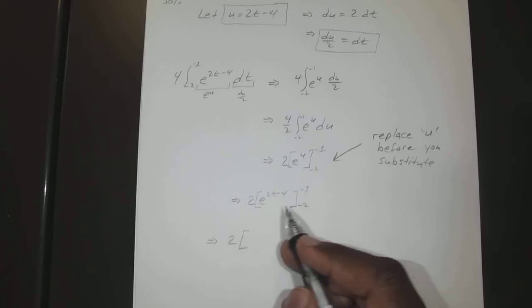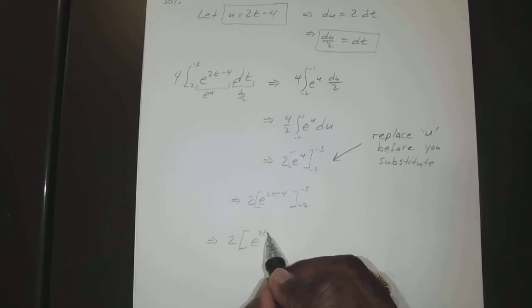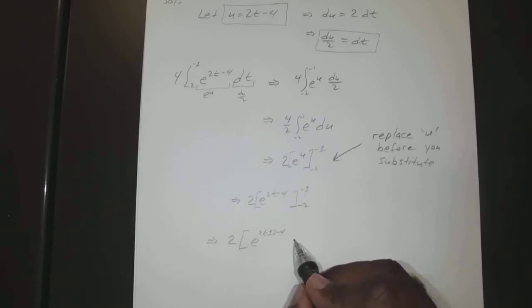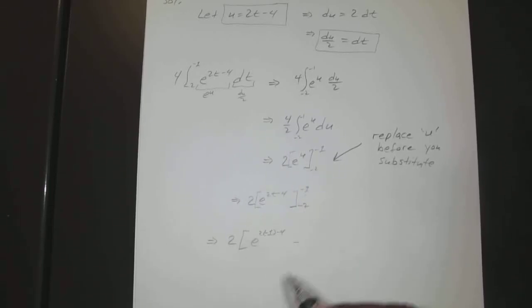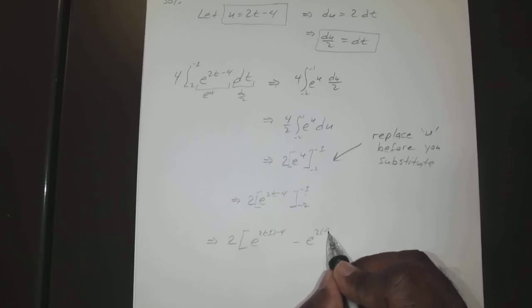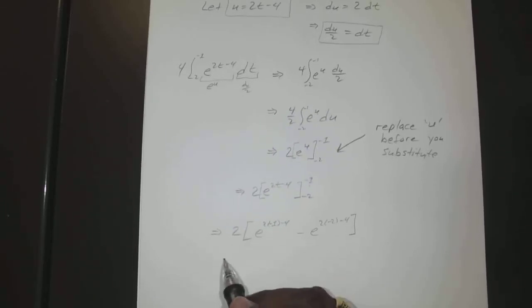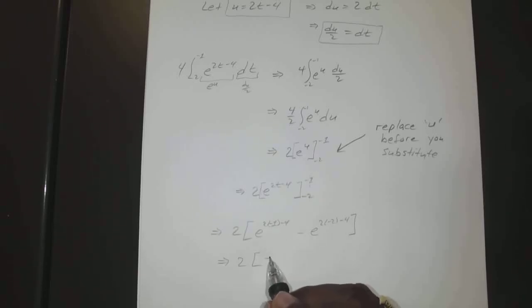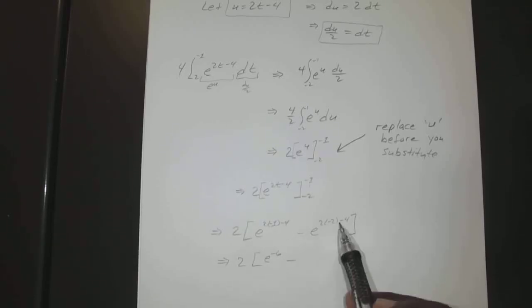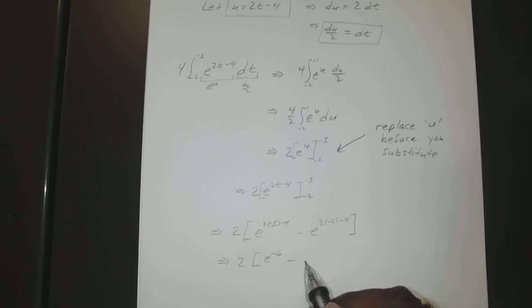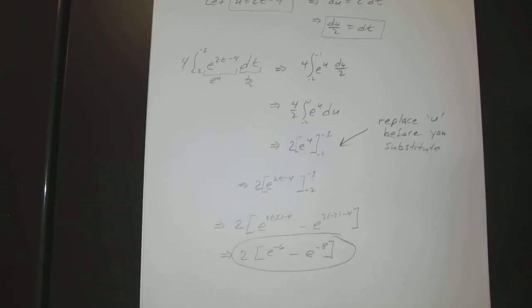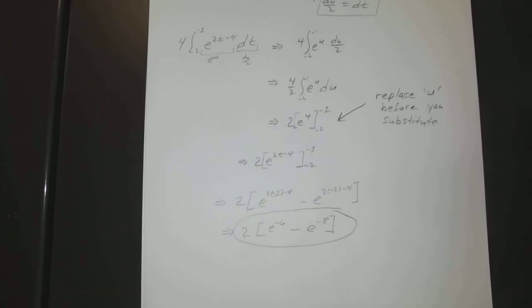Now we plug in our -1, e to the 2 times -1 minus 4, minus, now we plug in our -2, e to the 2 times -2 minus 4, which would give us 2 times e to the -2 minus 4 is -6, minus e to the -4 minus 4 is -8. Okay. And that would be our exact answer. Or you can make it 1 over e to the 6 minus 1 over e to the 8th.